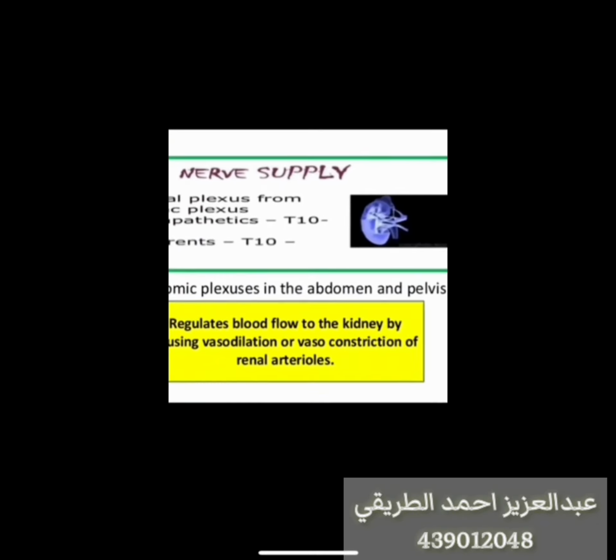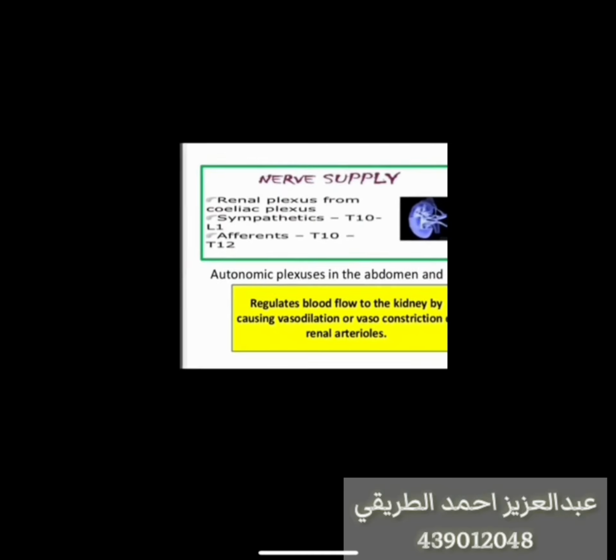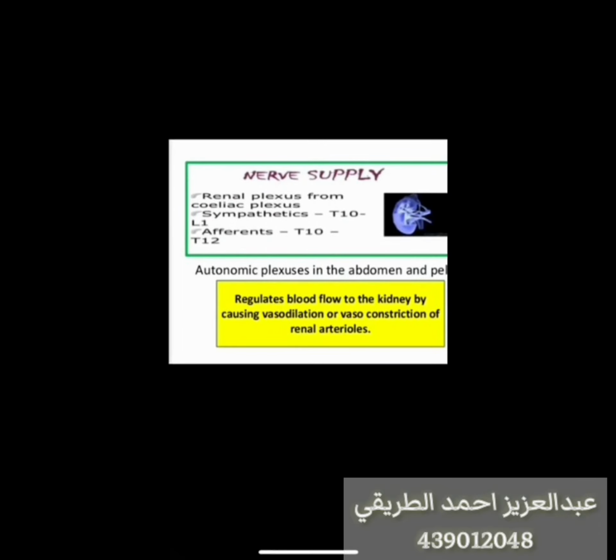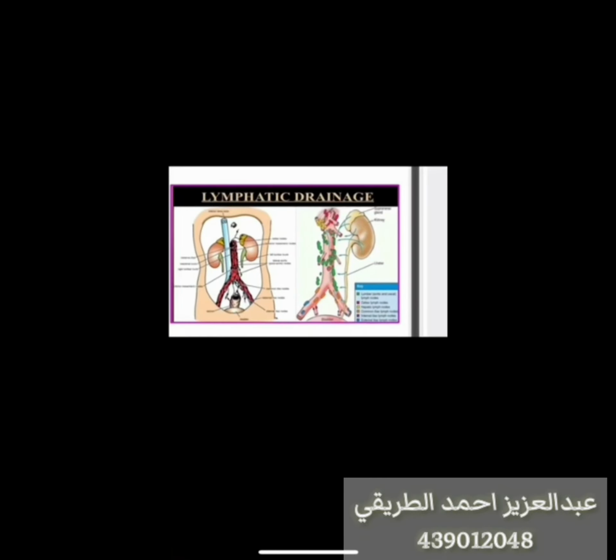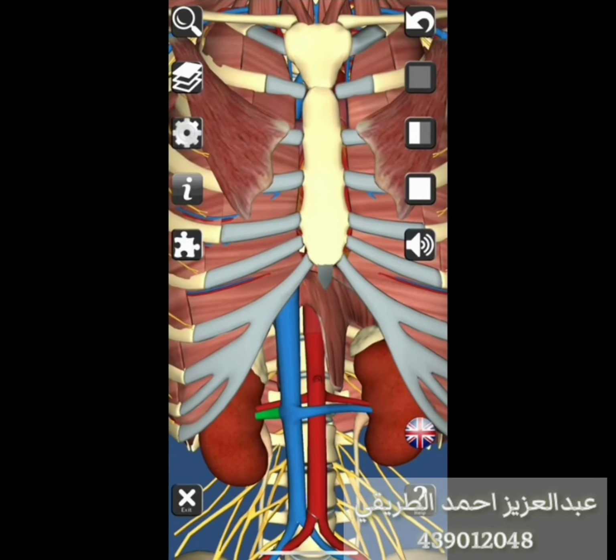And this is the photo of nerve supply, renal plexus, and the sympathetic nerves, which regulate blood flow to the kidney by causing vasodilation or vasoconstriction of renal arteries. These are the veins, spinal nerves.